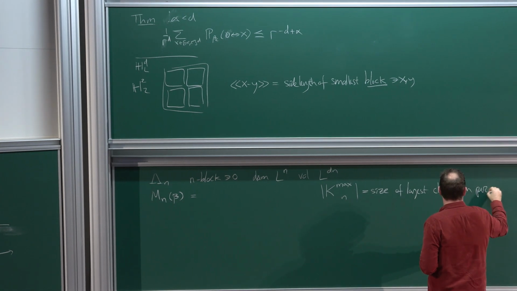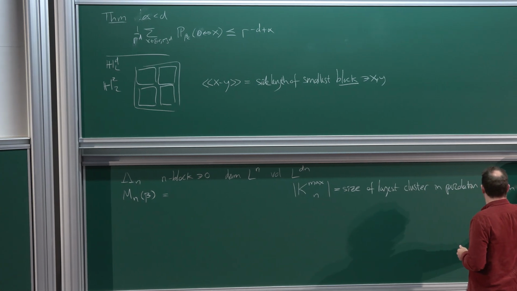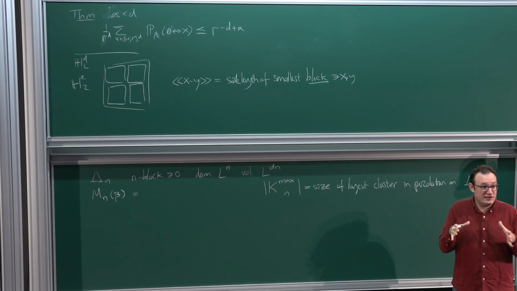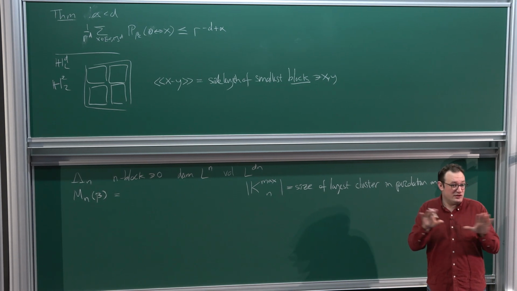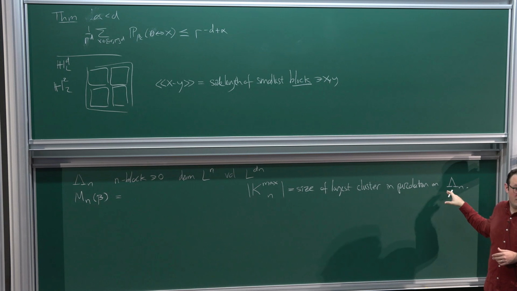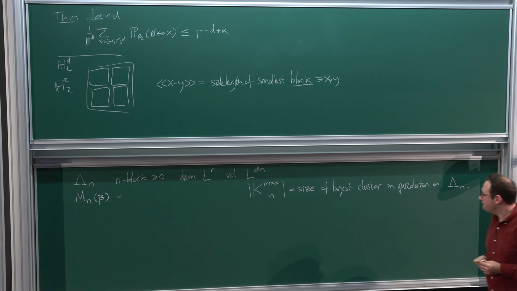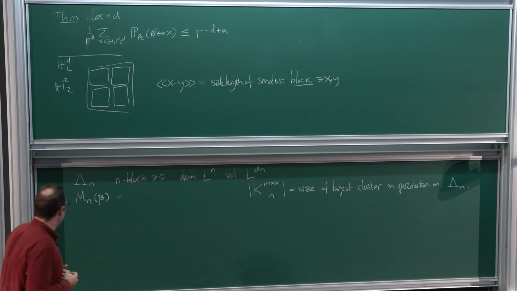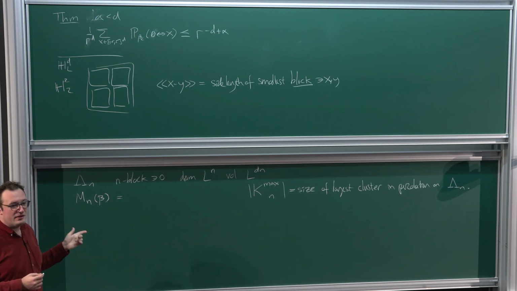in percolation on the box. Okay, so what I mean by that, I really want to just do percolation inside this box. The cluster is not allowed to leave the box. Okay, I'm just doing percolation in this subgraph. And I'll define this to be the largest cluster that I see. Okay, and I'm going to define Mn of beta essentially to be the median of this random variable.